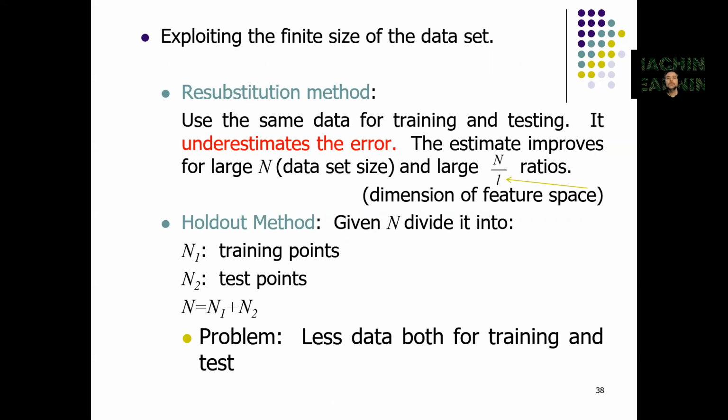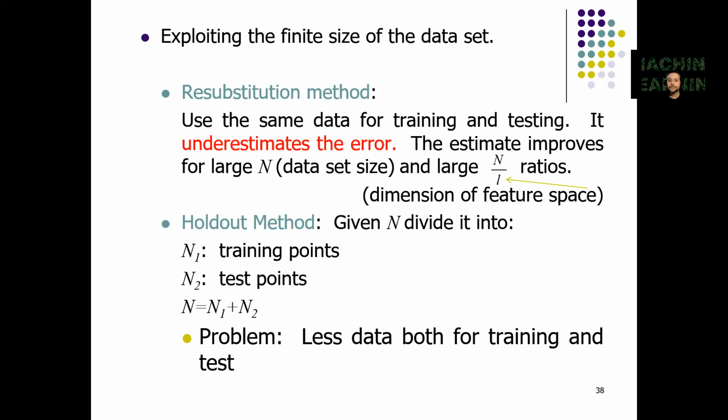Another idea, if you have a limited data set, is to use the resubstitution method. So you use basically the same data for training and testing. We try to avoid that because we know that it underestimates the true error. Okay, if you do that, you will find good results because with training you can optimize your model, but that would give you an overestimation of the performance of your model.